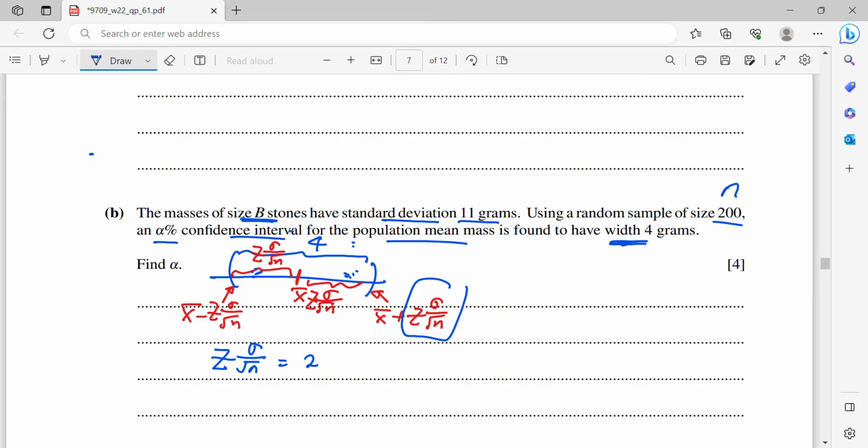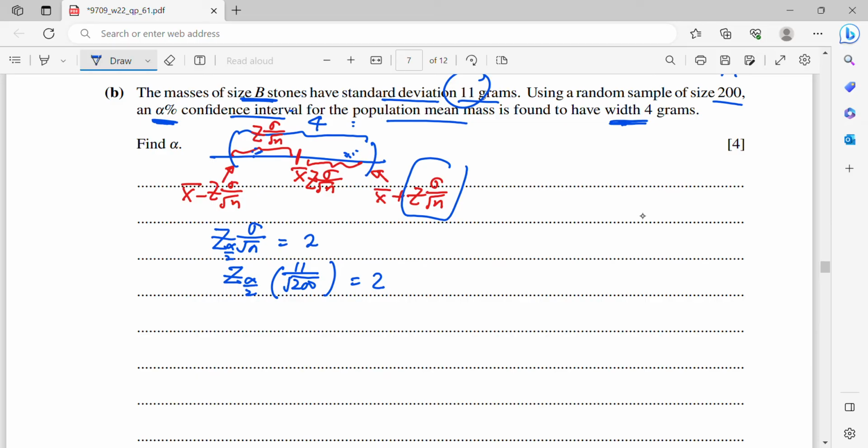Now sigma is given, 11 grams, but you do not know the alpha value. Therefore, the z will be unknown, so I will just remain z alpha over 2 here. So z alpha over 2 multiplied by sigma, 11, over square root of 200 equals 2. From here, z alpha over 2 will be 2 times square root of 200, divided by 11. And you will get 2.571.